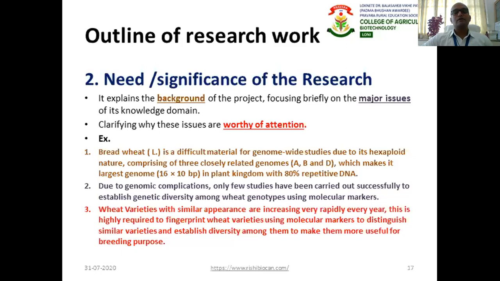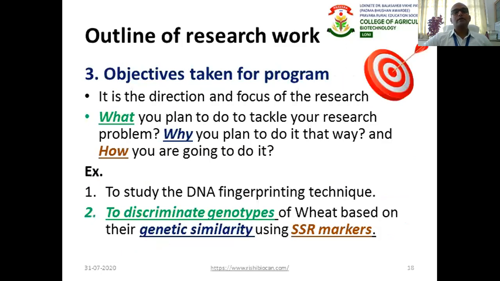So the significance of your research work should include the background, what major issues you are going to solve, and the attention point of your research. That is the significance of research. Then the third point in your outline of research work is objectives.